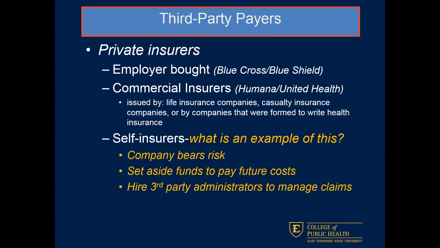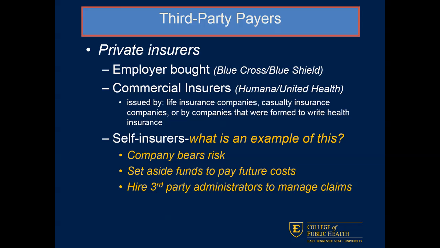So those companies that choose to be self-insurers make the decision to bear the risk associated with healthcare costs, and then they set aside the funds to pay for those future costs that may occur from the subscribers in the plan. So those are three types of private insurers that hopefully everyone's familiar with.